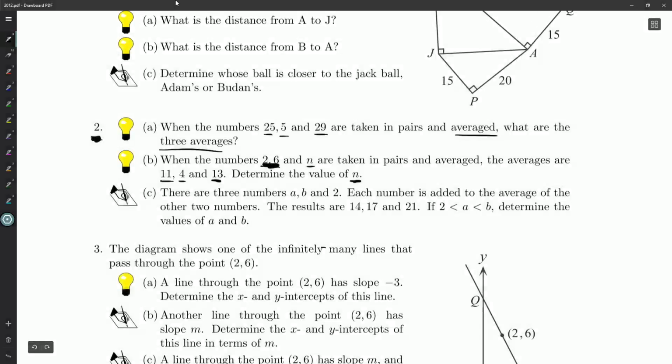All right, now for the written part of our question, so C part. There are 3 numbers, 2, A, and B. Each number is added to the average of the other 2 numbers. Okay, that's a little different than what we were doing in the previous 2 parts. The results are 14, 17, and 21. If 2 is less than A is less than B, so these are all different numbers. And they say numbers, they actually haven't said anything like integers, so we could have fractions or something. Determine the values of A and B. I'm inclined to believe that there's only one pair, A and B, that will work here.